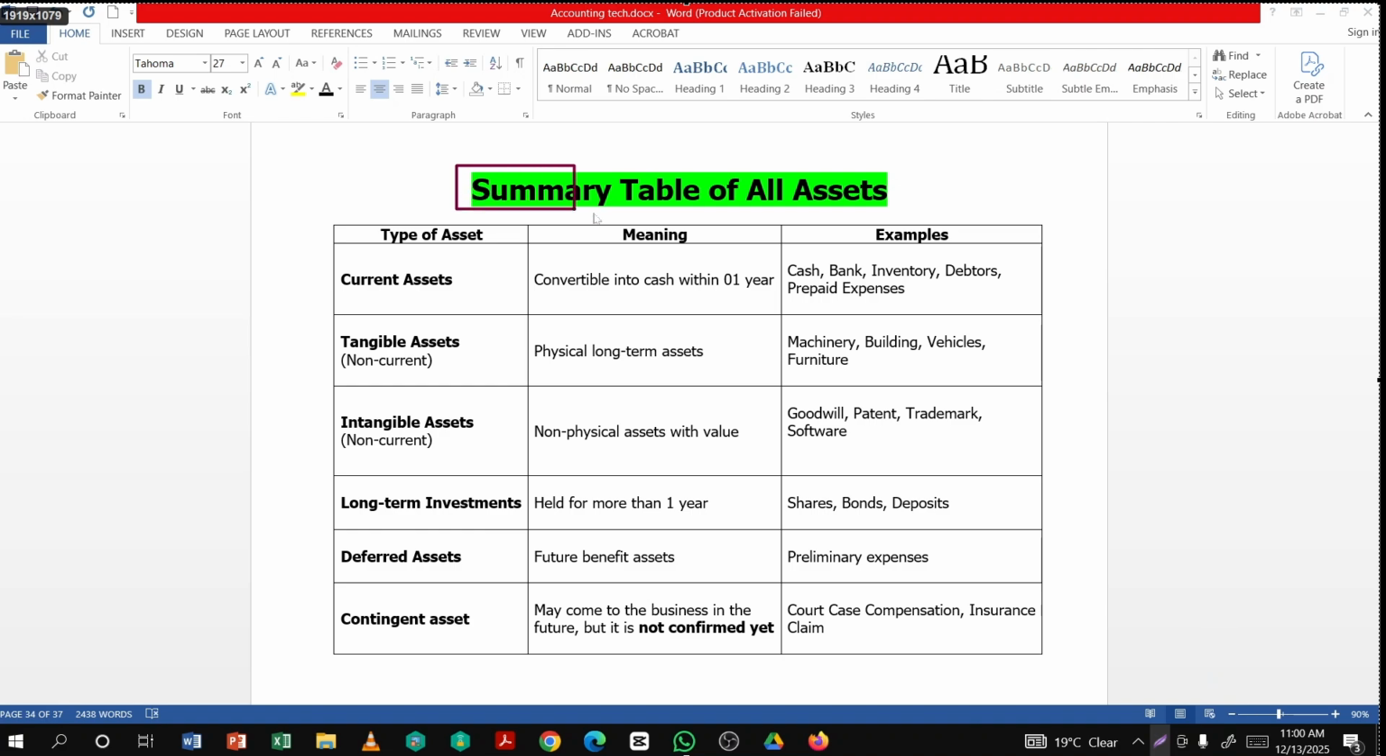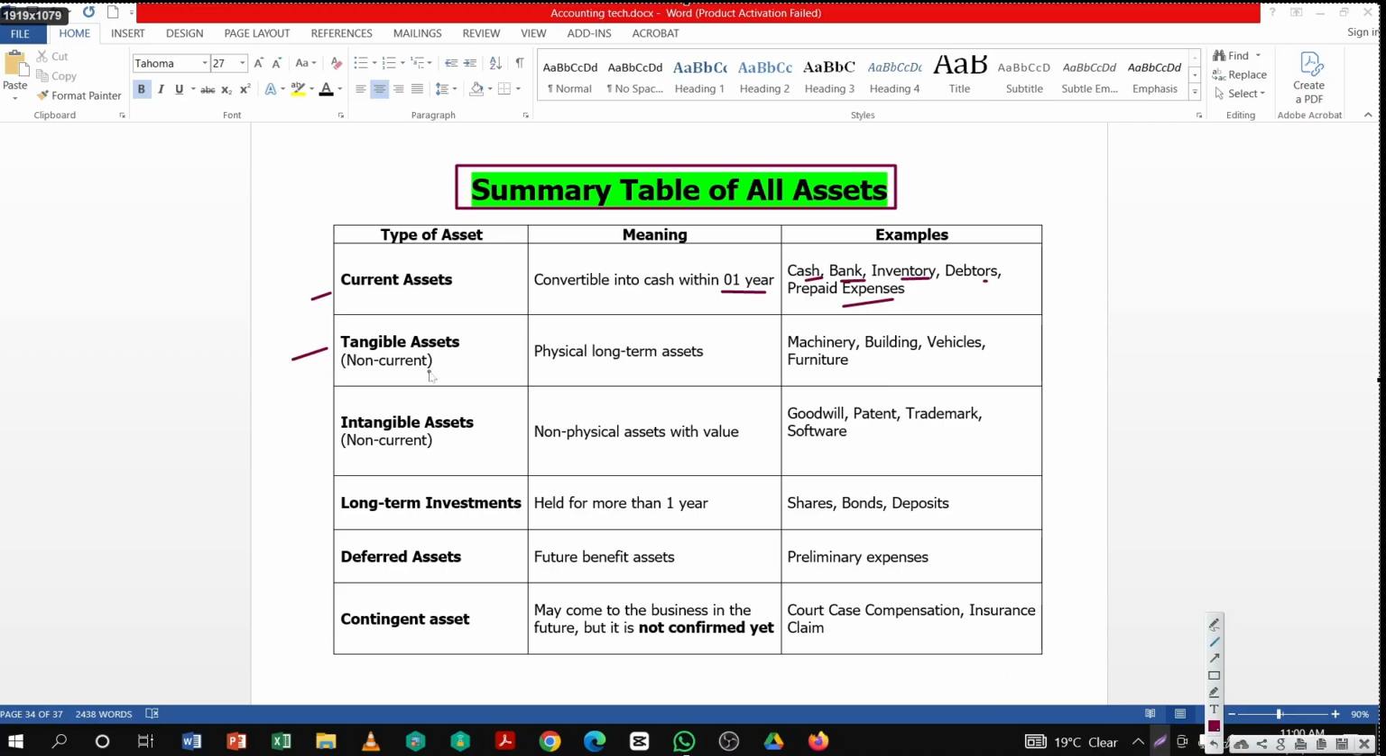Now, summary table of all assets that we discussed. Current asset, convertible into cash within 1 year. Cash, bank, inventory, debtors, prepaid expense are current assets.